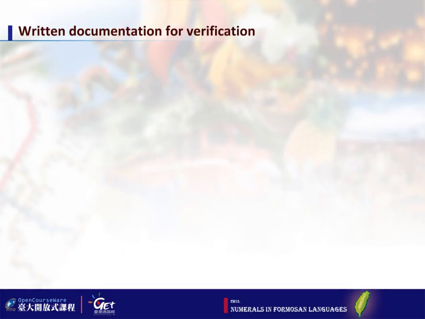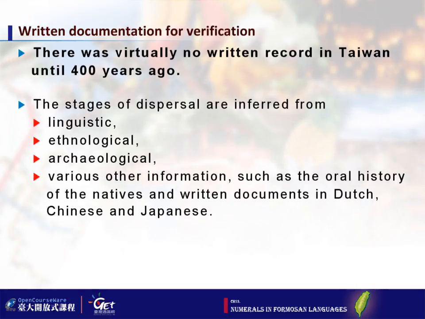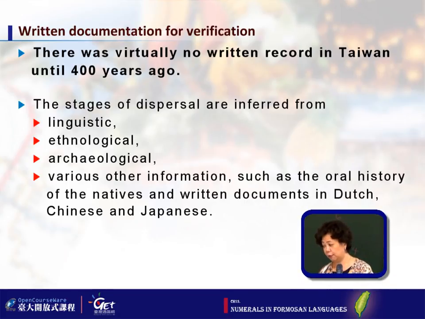And we were hoping that there would be written documentation for verification, but there was virtually no written record in Taiwan until 400 years ago for this Formosan tribe. And the stage of dispersal are actually inferred from linguistic evidence, ethnological evidence, and also archaeological evidence, and various other information such as the oral history of the narratives and written documents in Dutch, Chinese, and Japanese. You know about Dutch because in the 17th century, they came to Taiwan, right? And Chinese, because of the Qin dynasty, they may have some record.